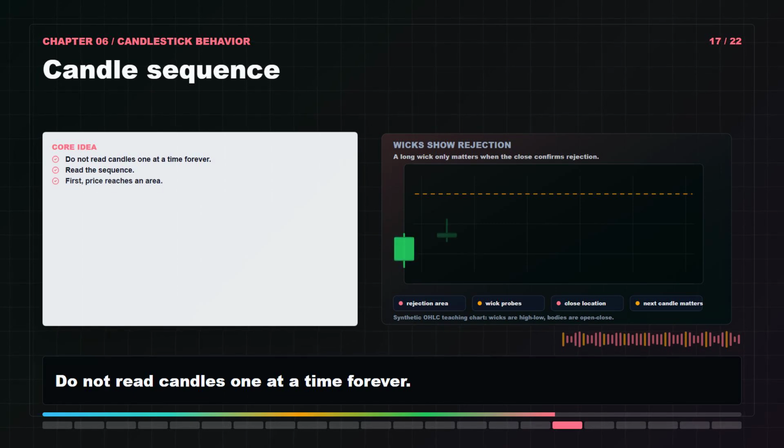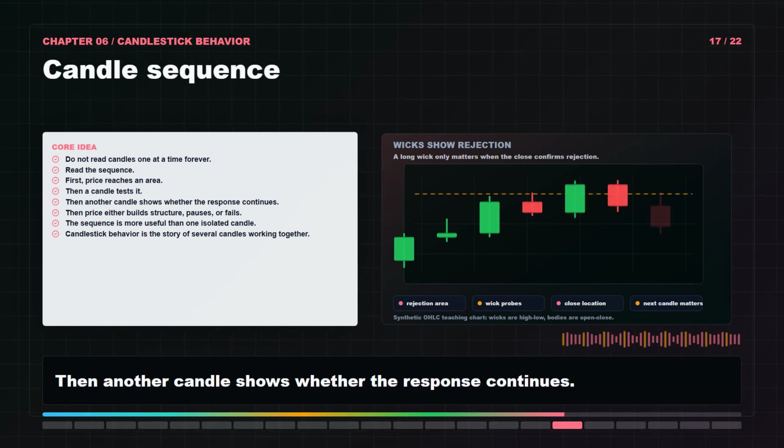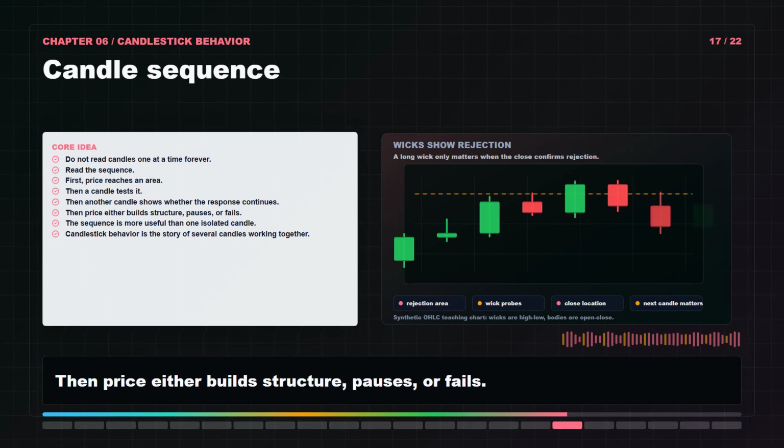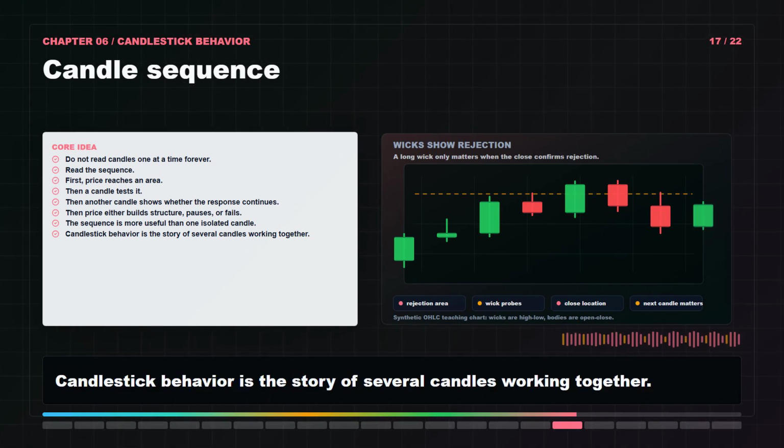Do not read candles one at a time forever. Read the sequence. First, price reaches an area, then a candle tests it, then another candle shows whether the response continues. Then price either builds structure, pauses, or fails. The sequence is more useful than one isolated candle. Candlestick behavior is the story of several candles working together.